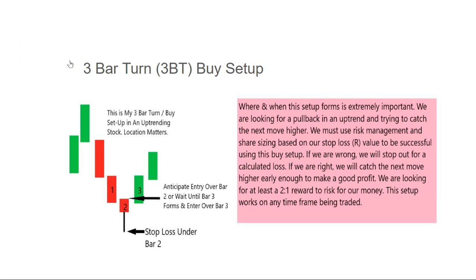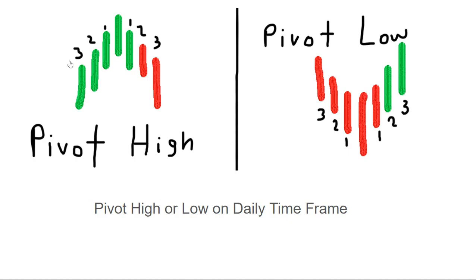This is just what I use as a buy setup, what I look for. I call it a 3-bar turn, or I abbreviate it as a 3BT on my charts. That's where I would look to buy or put my stop loss. This is just what a pivot is on a chart, a pivot high or a low. I usually look for pivots on daily time frames, but they happen in all time frames.